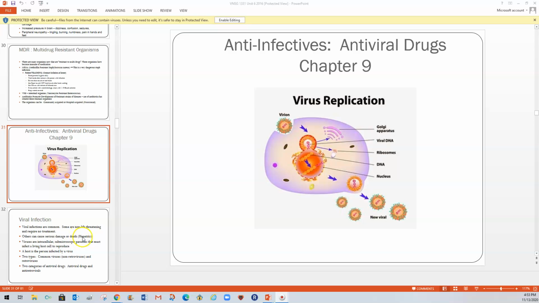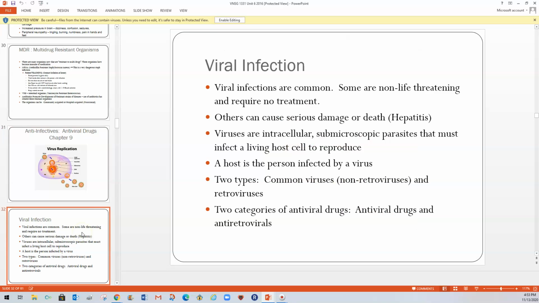Okay, we're continuing with Unit 6, Pharmacology, Chapter 9. We started talking about viral infections. They're very common. Some are life-threatening. Some require no treatment. Others can cause serious damage or death.